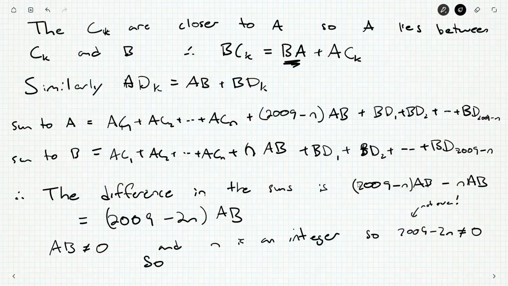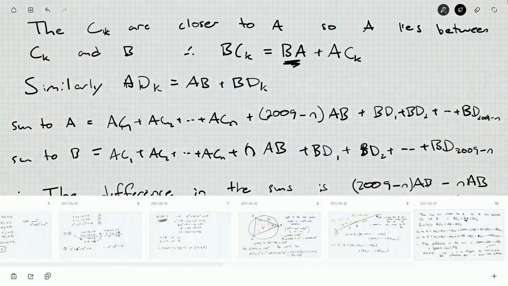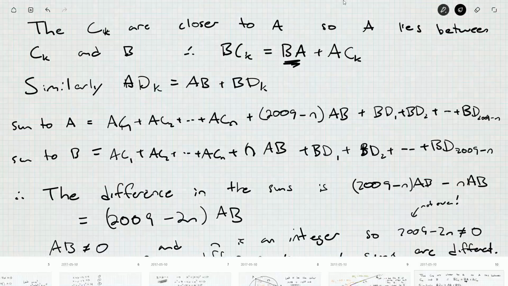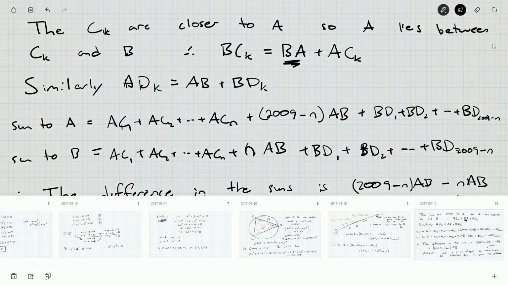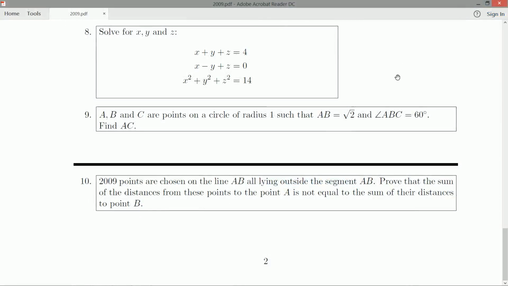So the difference isn't 0, and therefore the sums are different. Because if they were the same, their difference would be 0, and then either AB is 0, which is not true, or 2009 would be an even number. Whoops, also not true. What is going on here? Oh well. No idea why the program chose to spaz there.